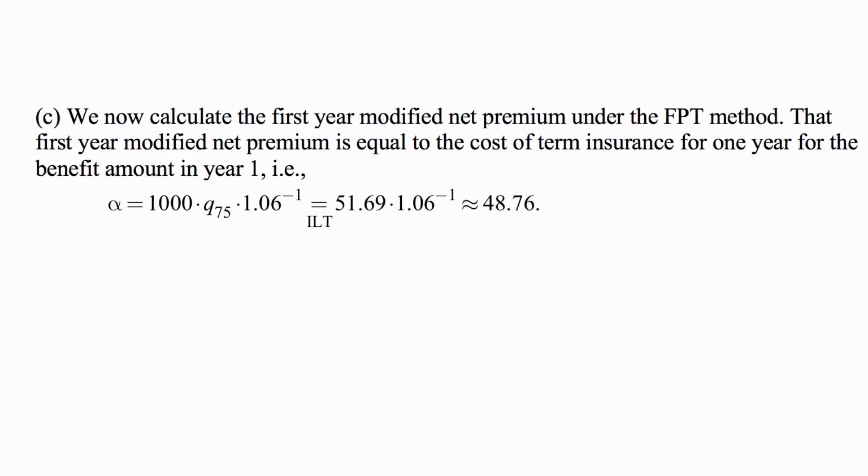So you should remember that the full preliminary term method takes the exact premium for 1 year term for the benefit in that first year to be the net premium for the first year, or the benefit premium for the first year. And the result is that the reserve at policy duration 1 is 0, and it's, in a sense, starting anew a policy 1 year later, while the first year is basically a term insurance. That's what full preliminary term means.